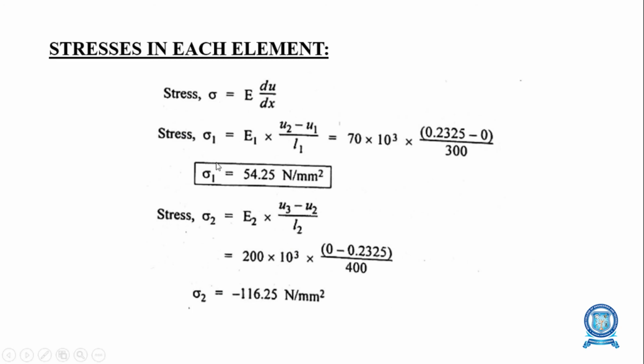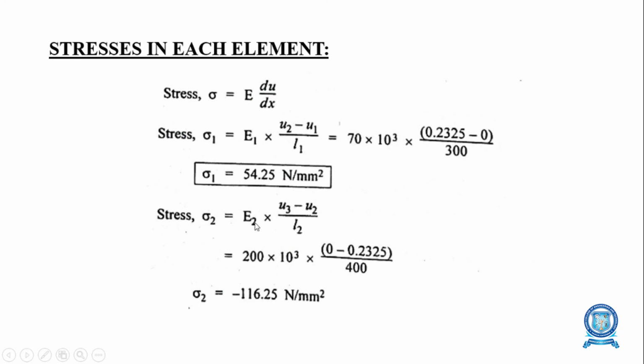So here, for the first element, we are going to find out the stress value. Sigma 1 is equal to Young's modulus E1. We know the Young's modulus value, 70 into 10 to the power 3, into U2 minus U1. We found the value of U2 and already we know the value of U1 is equal to 0, divided by the length of the first element. So 70 into 10 to the power 3 into 0.2325 minus 0 divided by 300. After calculating with the help of the calculator, we got the value of sigma 1 is equal to 54.25 Newton per mm square.